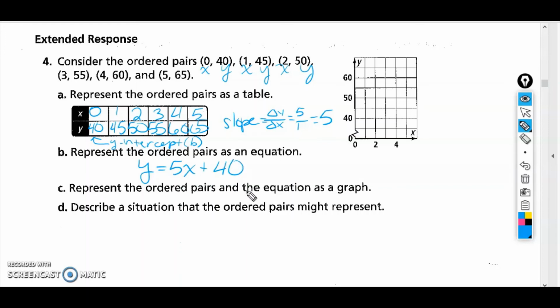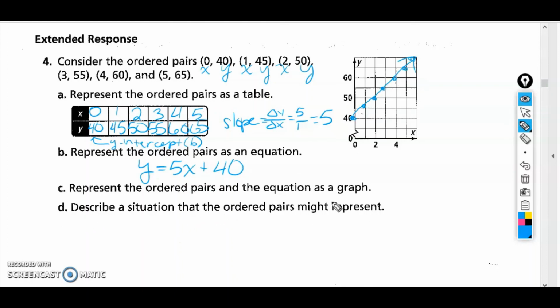Represent the ordered pairs and the equation as a graph. So I could just plot these points. Notice there is this break, which means it skips some numbers. So 40, 45, 50, they're still counted by 5s. So start at 40, and then 45, and then 50, 55. Okay. And then this is linear.